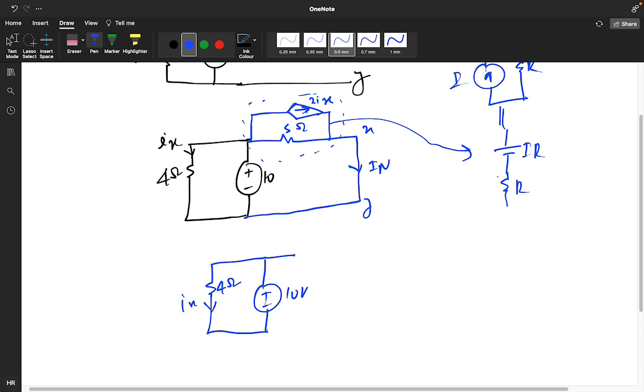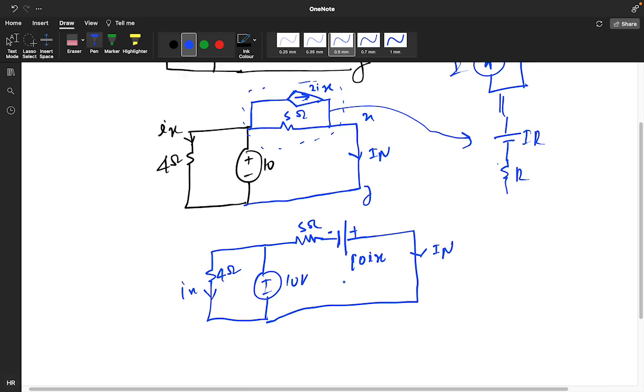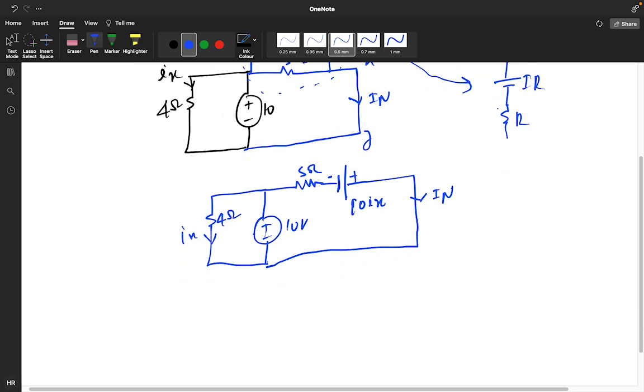So I am making it as a 5 ohm, and this negative, positive means this is positive, that's why positive is coming here, and this particular tail is negative, I am assuming negative. 2 into 5, 10 Ix. You'll get 10 Ix value, and this is your IN only. Now you got the simple circuit, very simple circuit. What is the value of Ix?